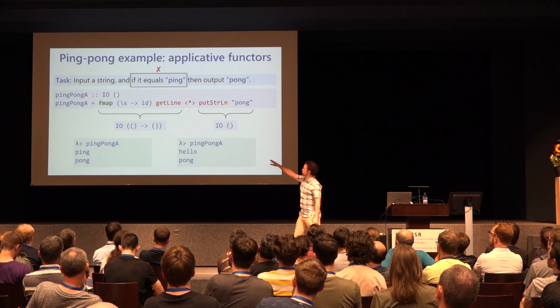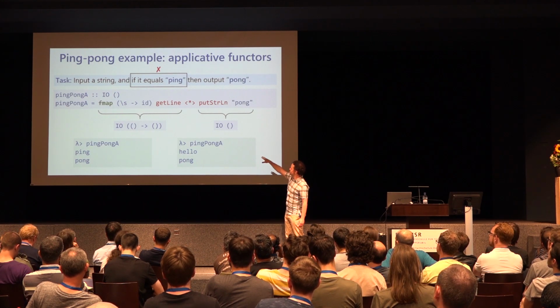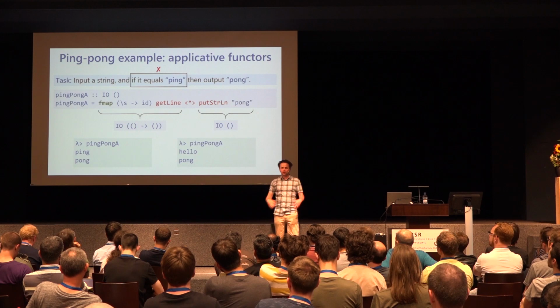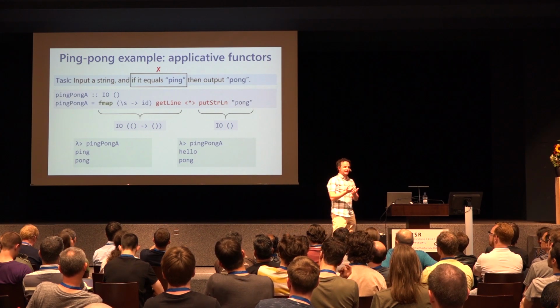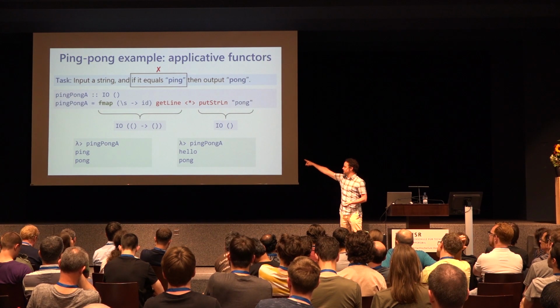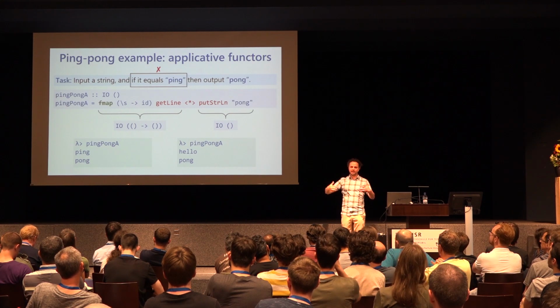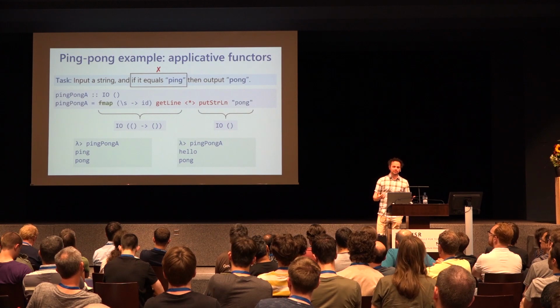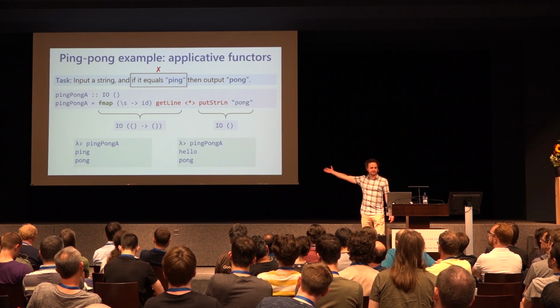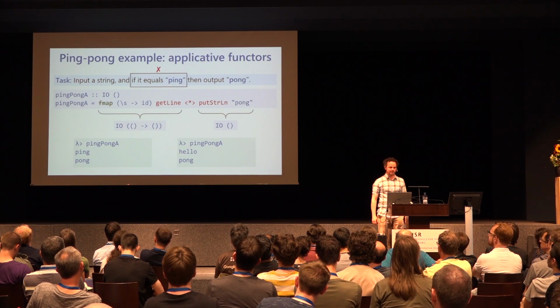And what we do here, we need to bring the arguments into the right shape. So the get line, we have no use for the strings that the get line produces, so we just replace it with the identity function, so the type matches. Now we can compose this computation with the apply operator, and we get this ping pong example, which is somewhat useless, but in this case it's the best we can do.